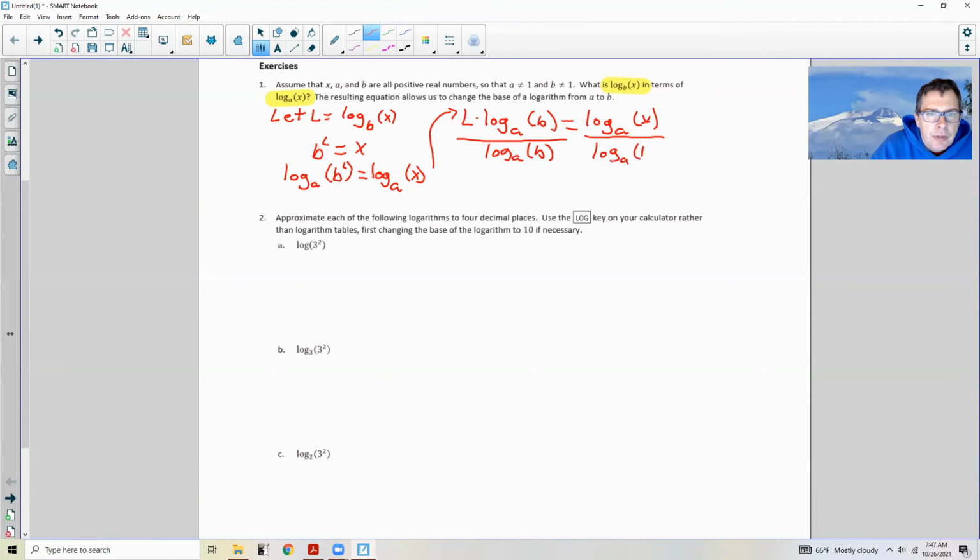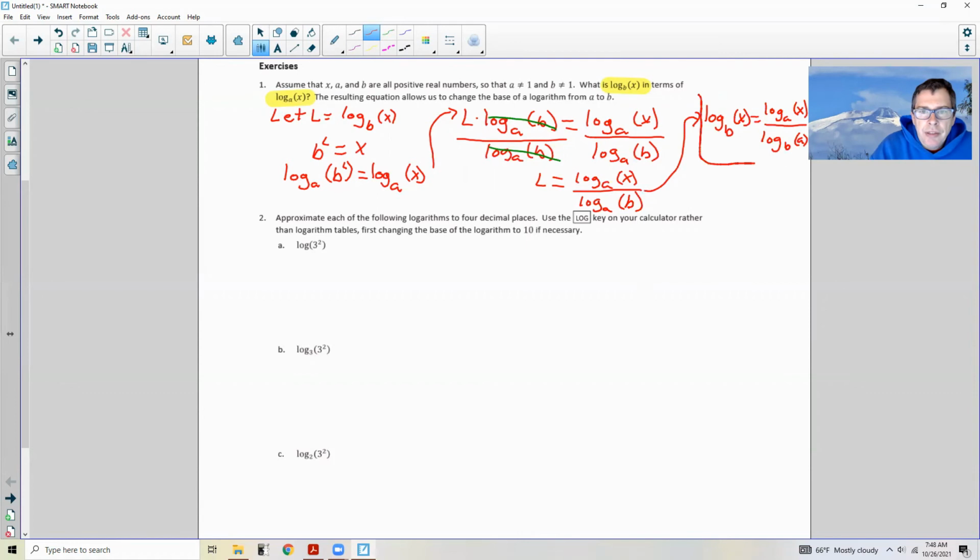And when I do that, the log base a of b cancels over here, and we're left with L equals log base a of x divided by log base a of b. And if log base b of x is L, now we're going to finish and substitute in for L, and log base b of x equals log base a of x divided by log base a of b. Okay, so this is the change of base formula right here.